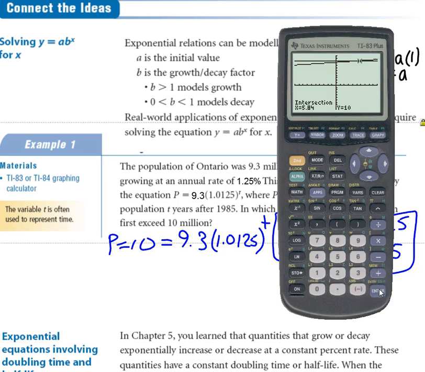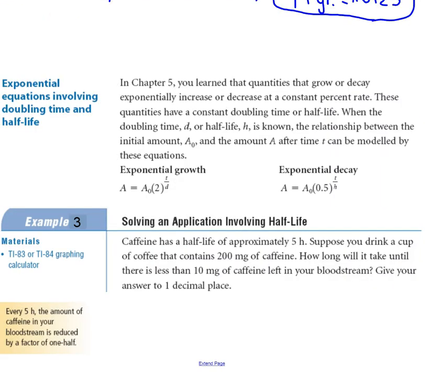So it gives 5.84 as an x value, so that would be 5.84 years after 1985 when the 10 million population is reached. So it would certainly exceed that probably in 1991, which would be 6 years after 1985. Okay, example 3 is an application involving a half-life.